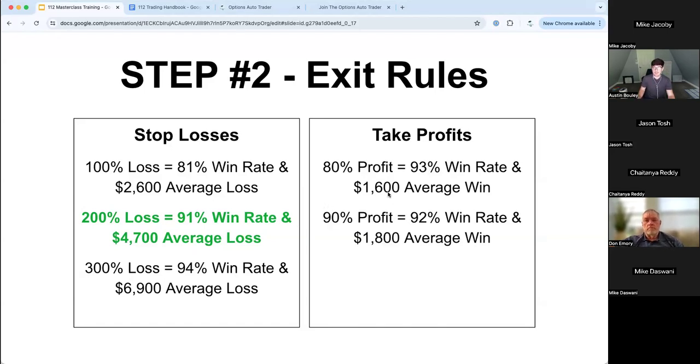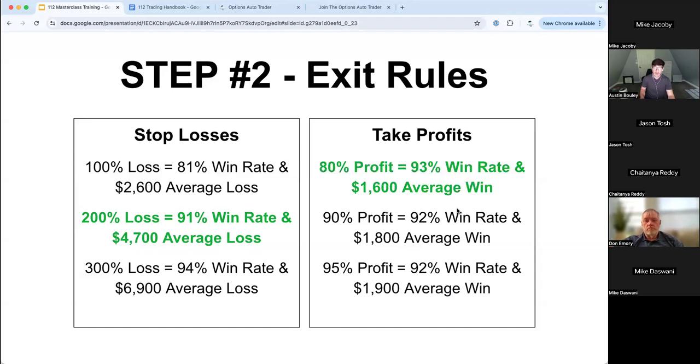Next, if we go to 90%, we're looking at a 92% win rate. So our win rate is slightly lower, but we collect more money, and that's the trade-off that you always have. Then next is a 95% profit target, which is a 92% win rate, and you make $1,900 for an average win. Obviously, here I recommend the 80% because I personally love to prioritize win rate. However, here's your data for deciding what you want to do with your 112s.